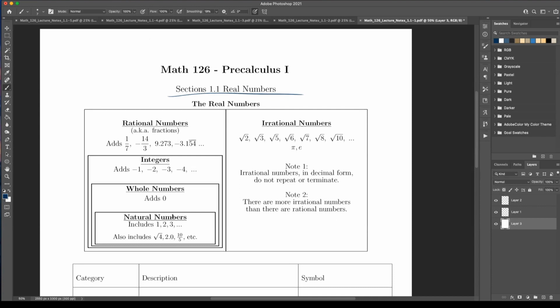So let's start with the most basic numbers. These are the natural numbers. This is 1, 2, 3, and 4. This also includes things that look kind of strange. The square root of 4 is 2, so that technically is a natural number. 2.0 still is 2, so that's a natural number. This is a fraction, which is still 2. So natural numbers are the numbers including 1, 2, 3, and 4. And basically this goes the way they were discovered.